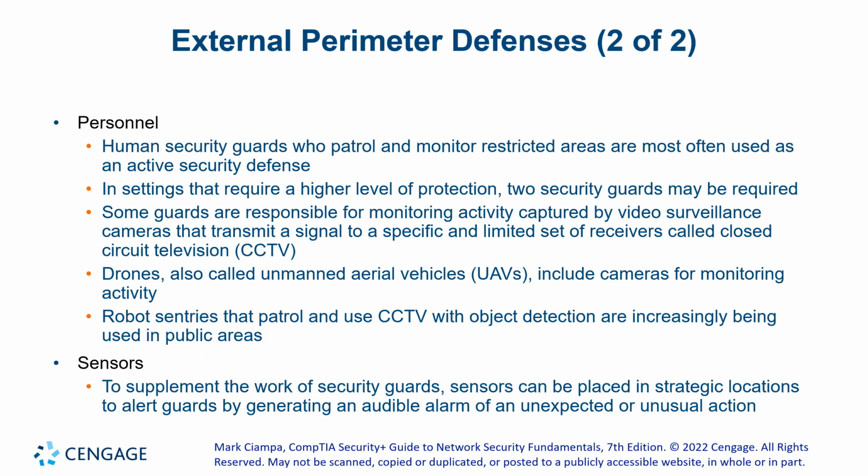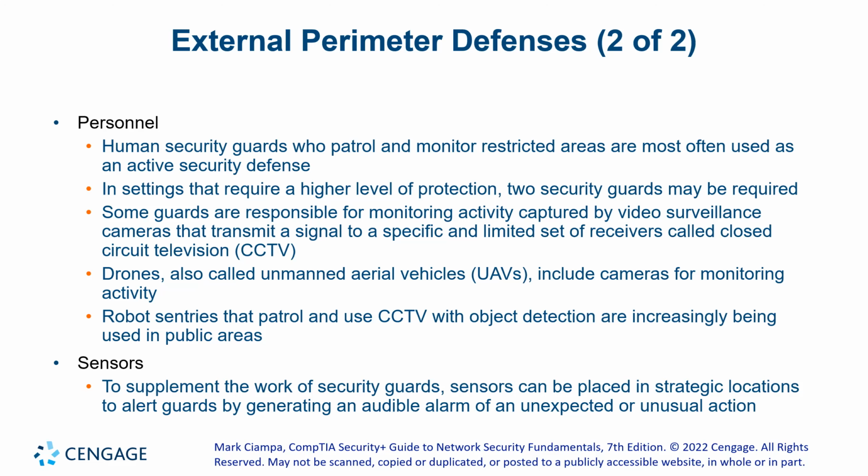Personnel. Human security guards who patrol and monitor restricted areas are most often used as active security defenses. In settings that require a high level of protection, two security guards may be required. Some guards are responsible for monitoring activity captured by video surveillance cameras that transmit a signal to a specific and limited set of receivers, called closed circuit television or CCTV. Drones, also called unmanned aerial vehicles, UAVs, include cameras for monitoring activity.